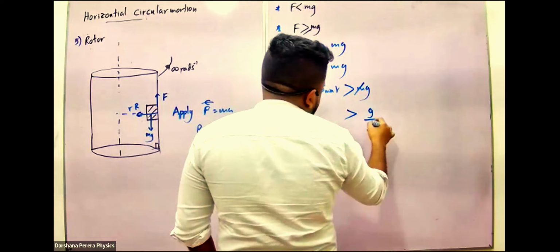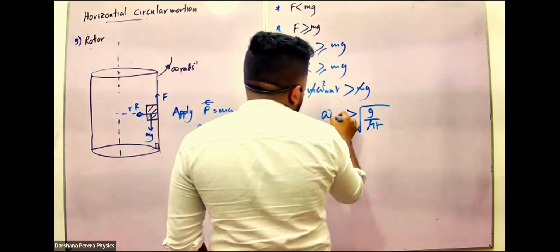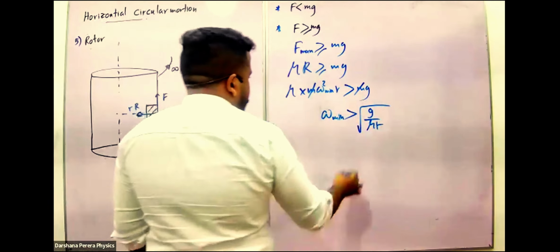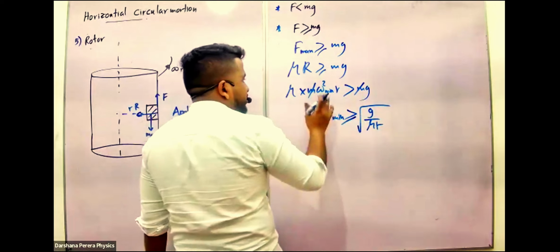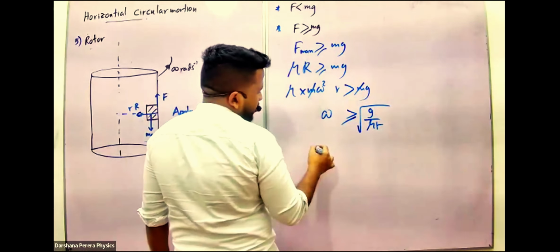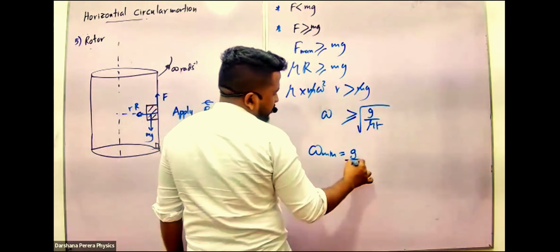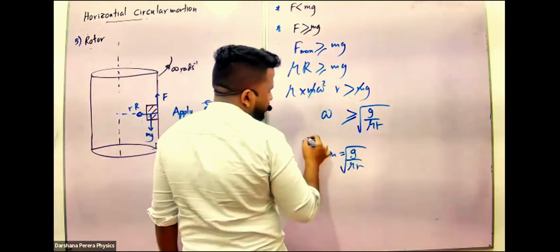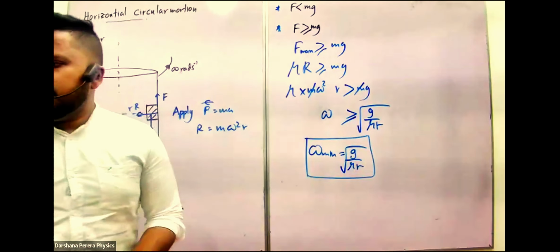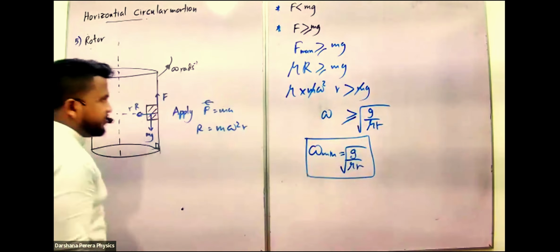Therefore, omega is greater than or equal to the square root of g over mu r. This should be the minimum speed. Omega minimum equals the square root of g over mu r. If they did not get this speed, the object will fall.